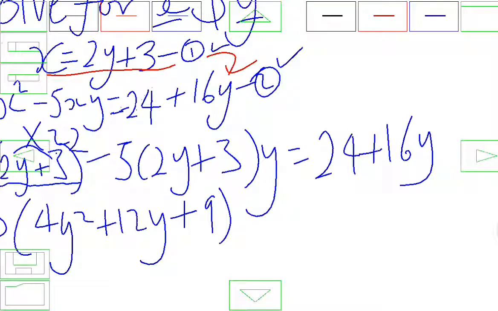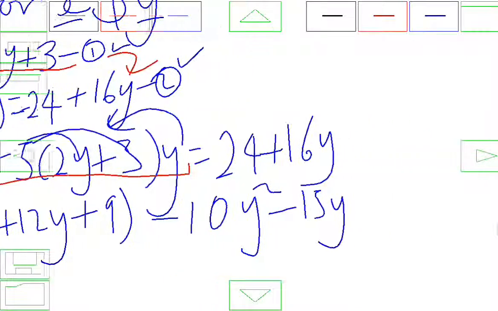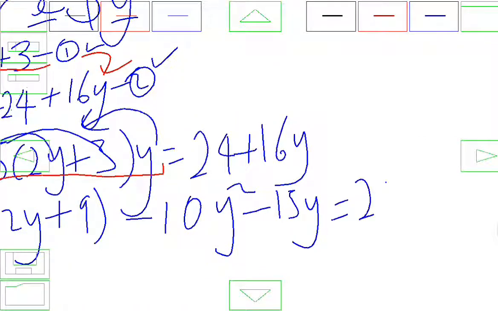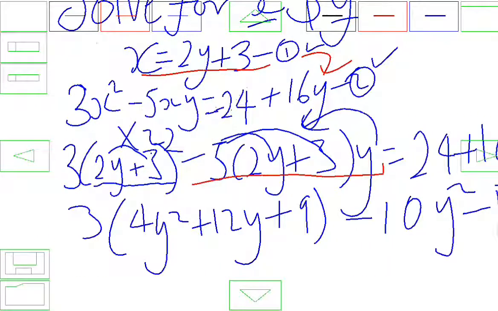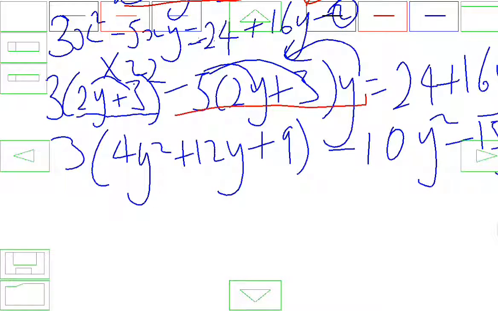And now let's deal with this term here. So we say minus, we'll multiply there and there. This will be minus 10y. Don't forget this y will go in there, that will be squared. Then minus 15y. Just bring this down. This will be 24 plus 16y. So it's basically substituting and then simplifying without making any mistakes.